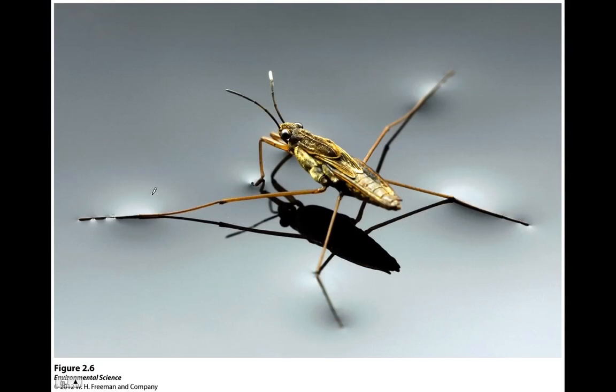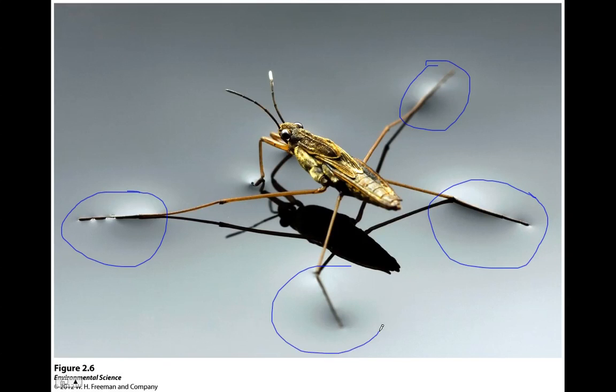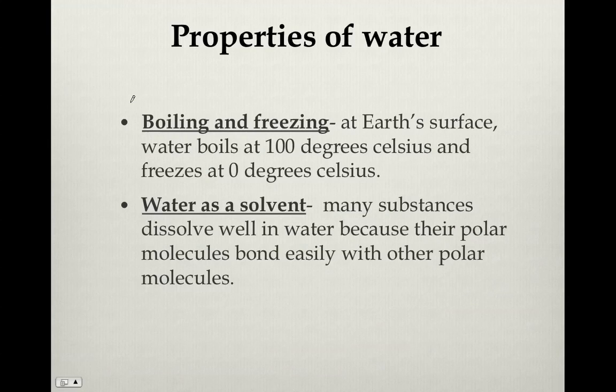So here's a water strider. The water strider is able to walk on the surface of the water because of the high surface tension that water has. Instead of sinking through, the hydrogen bonds between water molecules enable it to glide on the surface of the water.